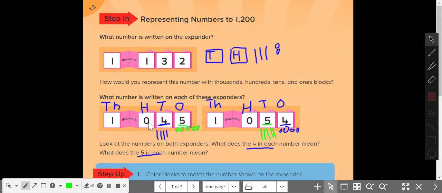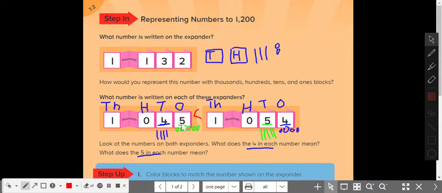What do you notice about these two numbers? I notice that this number has 4 tens and 5 ones. That makes the number 45 in the tens and ones place. This number has 5 tens and 4 ones. That makes the number 54. If I were to compare these two numbers, I could tell right off that 45 is less than 54. So 1,045 is less than 1,054.